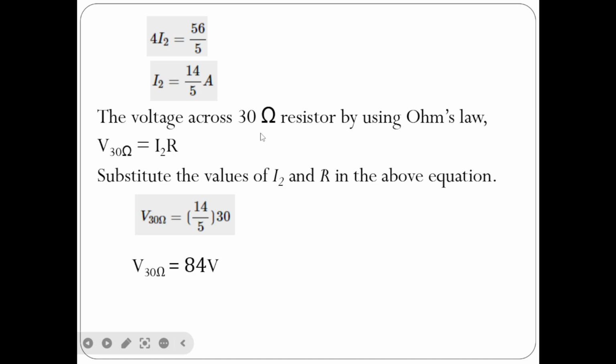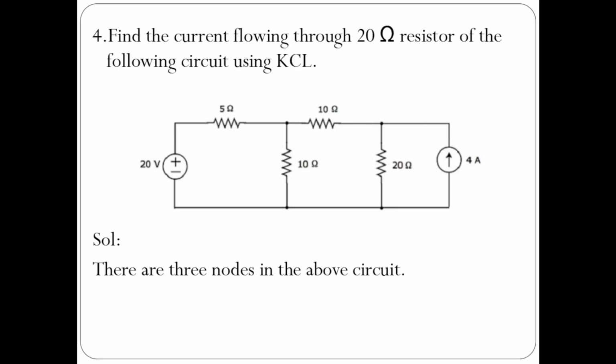So in this numerical problem, we have to find the current flowing through 20 ohms. Where is 20 ohms? This is 20 ohms. We have to find the current flowing through 20 ohms, and we have to apply Kirchhoff's current law to determine it. So if you observe here, there is a voltage source of 20 volts and a current source of 4 amperes. We have to apply KCL.